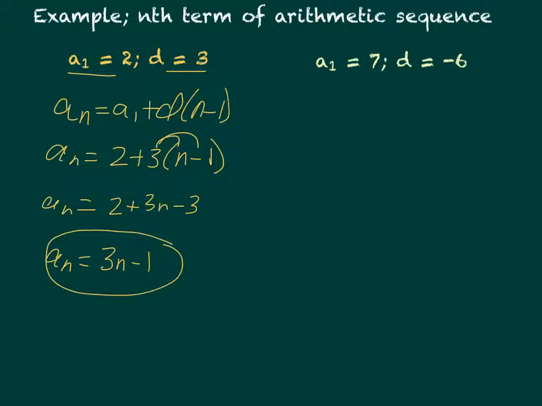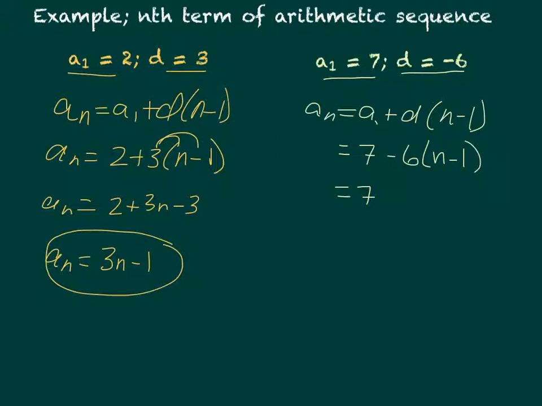Okay, in this next example, again, we are given a sub 1, and our d is negative 6. Just because my d is negative, it's still going to work out the same way. So I have a sub n equals a sub 1 plus d times n minus 1. Put in what I know. I know my a sub 1 is 7. I know my d is negative 6, so plus a negative 6, or just minus 6, times n minus 1.